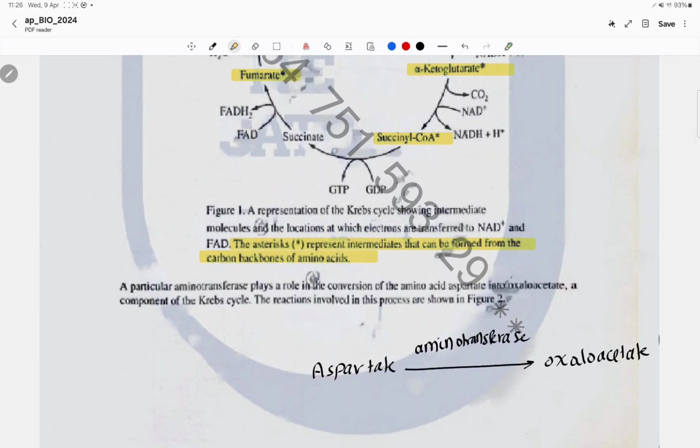Right, so here it says a particular aminotransferase enzyme. So anything with "ase" is going to be an enzyme. So this enzyme is going to be playing a role in the Krebs cycle, basically.